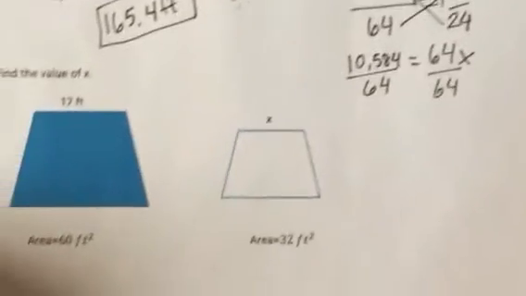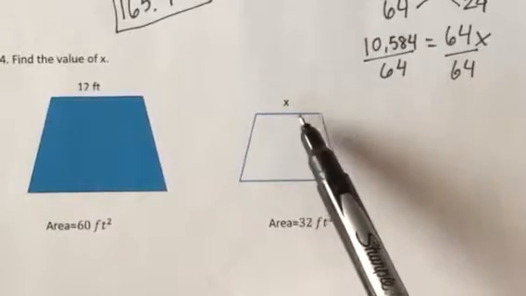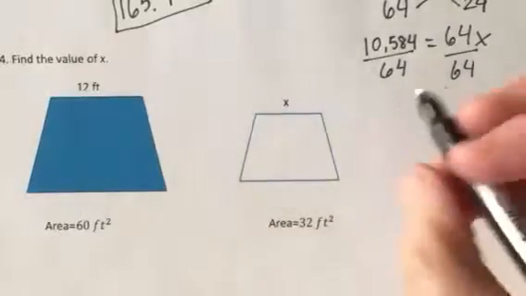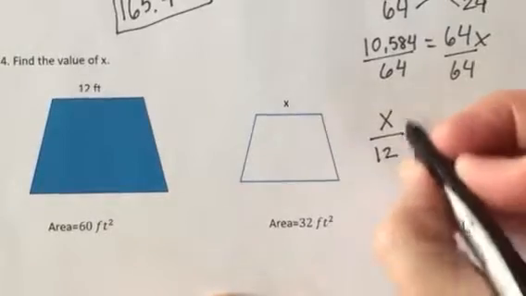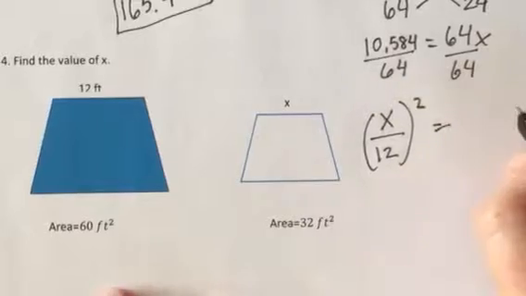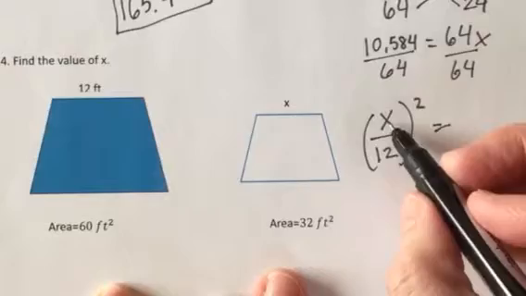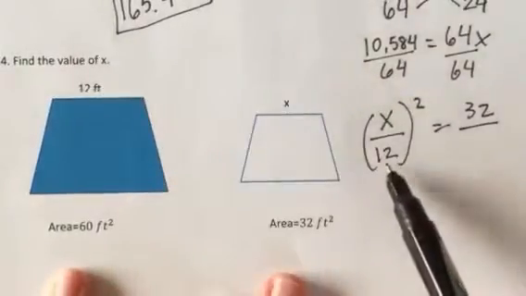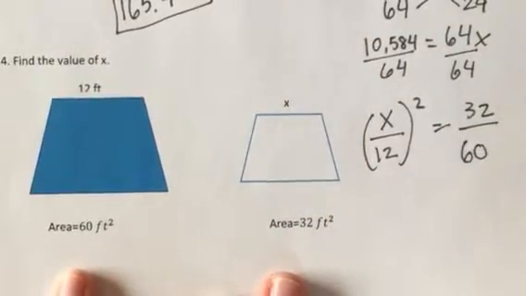Okay, last one, number 24. So we want to know the side length of this one. They gave us both the areas, but we don't know this length. So I'm going to put the unknown on top over 12. I'm going to square this side because it is the sides, and we need to square that to set it equal to the proportion to the ratio of the areas. So since the x is on top, I'm going to use the area that went with that shape. And the 12 as the denominator, I'm going to put the area of the side with 12 as the denominator.